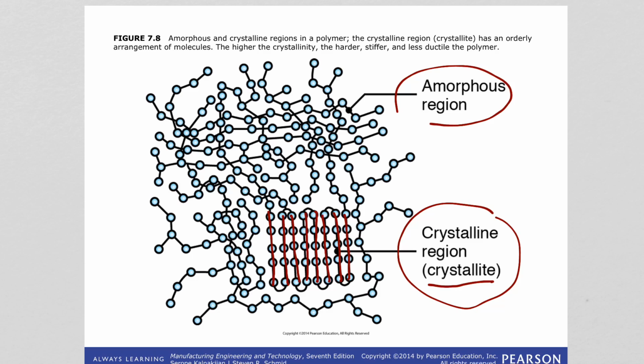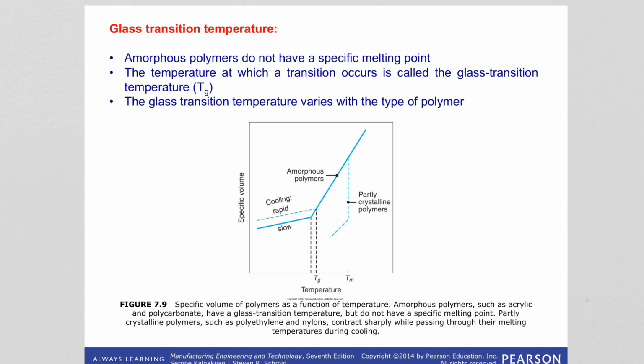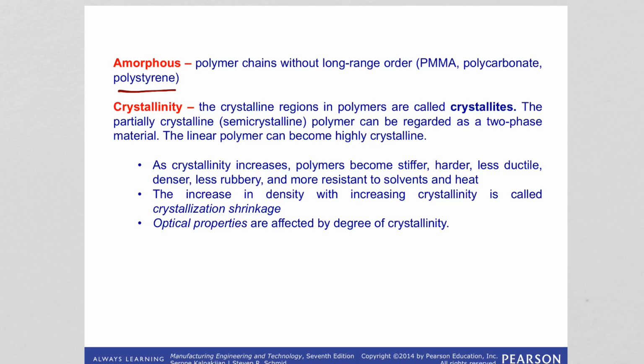One crystalline region. Of course, these crystalline regions will have different properties than amorphous regions. As the crystallinity increases, polymers become stiffer, harder, less ductile, denser, less rubbery, more resistant to solvents and heat, which is expected, right? The increase in density is expected with increasing crystallinity because within a certain space there are more units, more dense packing. So the density is increasing. This is called crystallization shrinkage. Optical properties are also affected because crystalline regions interact with light differently than the amorphous regions, and this will cause changes in the optical properties.